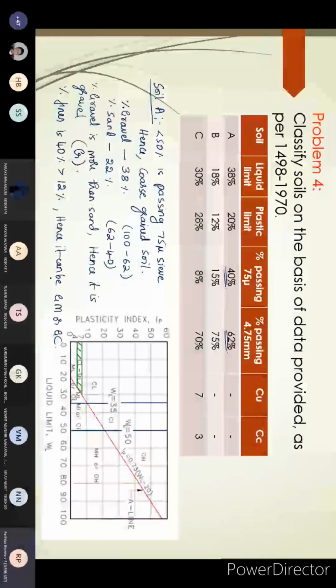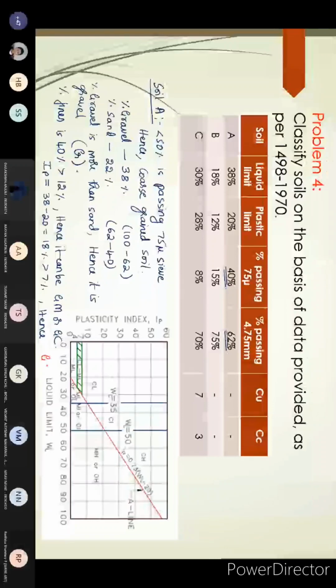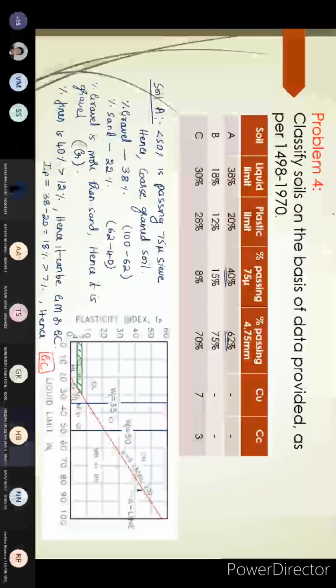So whether it is GM or GC? So we have to find IP. IP will be 38 minus 20, which is 18%, more than 7%. So hence, it is GC. The next one, soil B. Excuse me, ma'am, can you go back? Okay, ma'am.